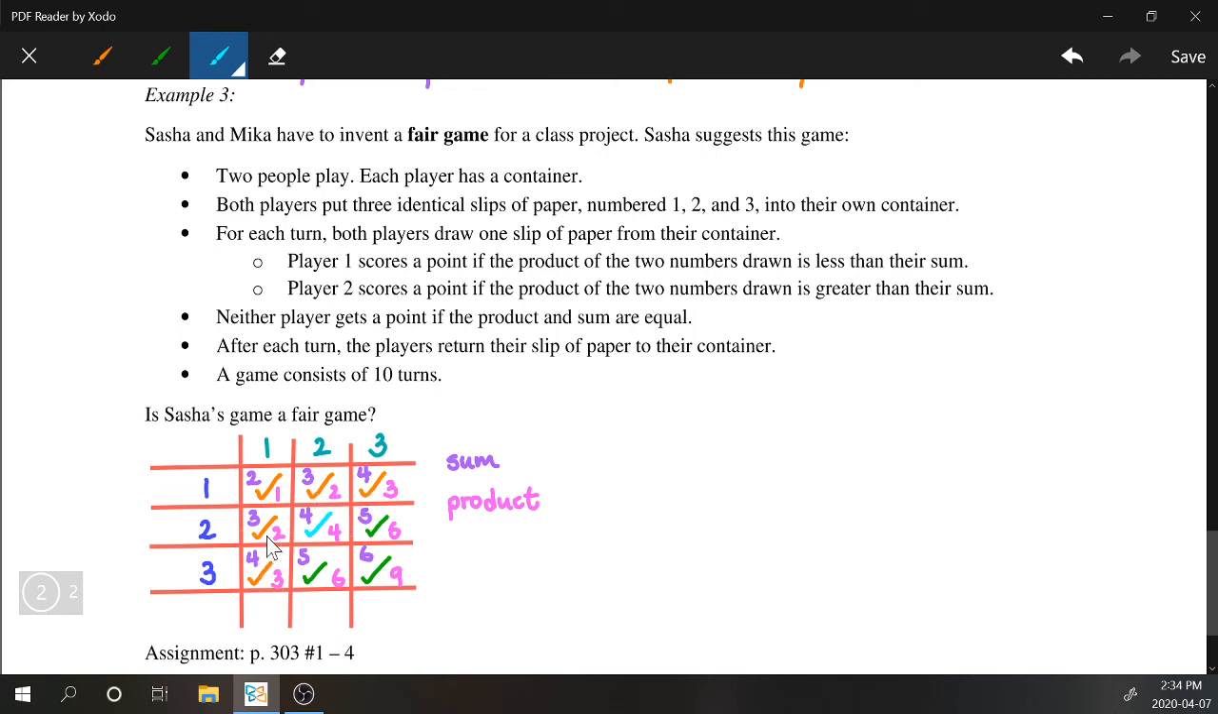So you can see clearly that this is not a fair game because player 1 wins 5 out of 9 outcomes, whereas player 2 only wins 1/3 of the time. So this is not fair. So what you want to do for this kind of question is to write out the sample space like we did, and then figure out who is more likely to win. Or if it's equal, then they're equally likely to win, and it's a fair game. This is not a fair game.